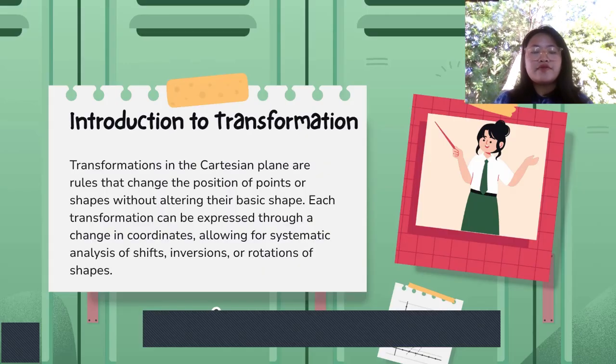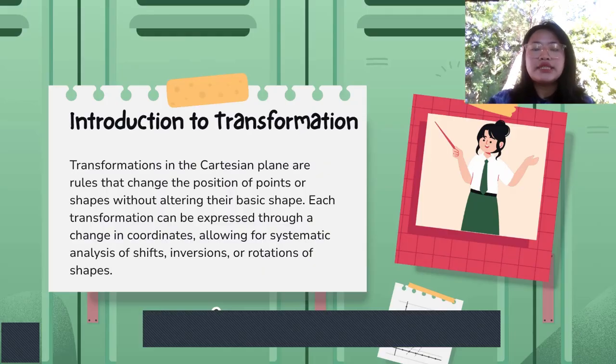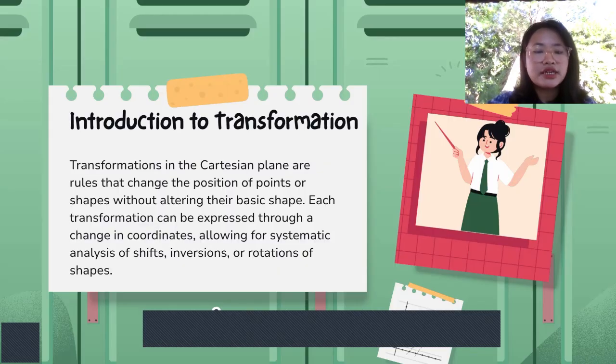Okay, now let's move to the introduction. A geometric transformation is a rule that changes the position of a point or a shape on the Cartesian plane. The important thing is that most transformations do not change the original shape. Instead, they only change its position, direction, or size. Every transformation can be represented by changes in the coordinates of the point. This makes it easier to analyze mathematically.